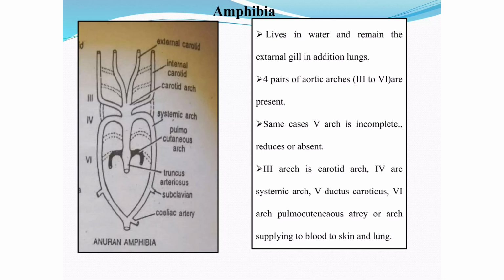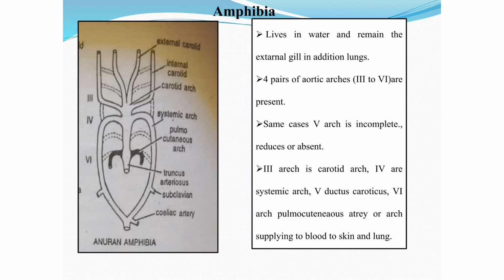The connection between the third and fourth arches may stay as a small blood vessel called the ductus caroticus. The sixth arch on both sides develops into the pulmocutaneous artery, which carries blood to the skin and lungs. It also remains connected to the lateral dorsal aorta through the ductus botalli.